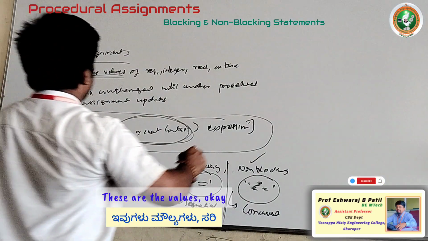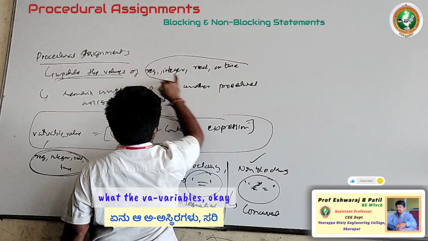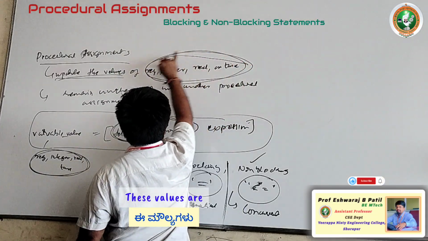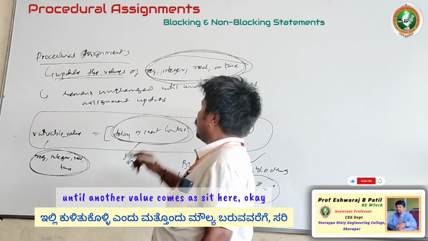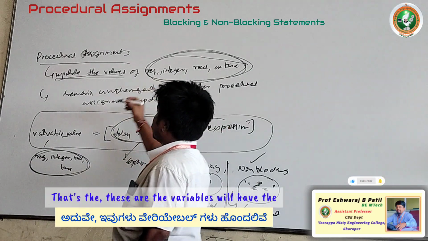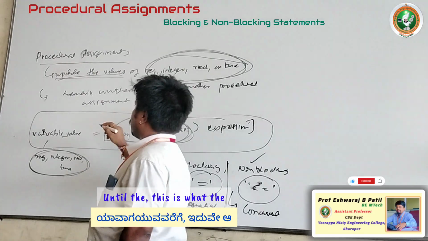Okay, these are the values, these we call variables. These variables' values will not be changed until another value comes in. We'll have some values here until the next one.